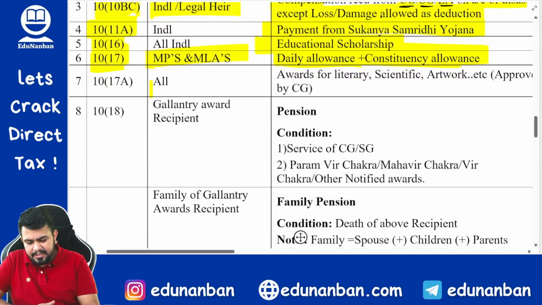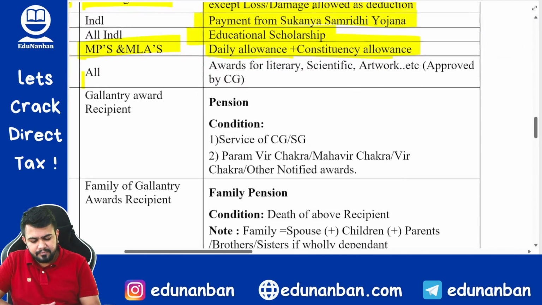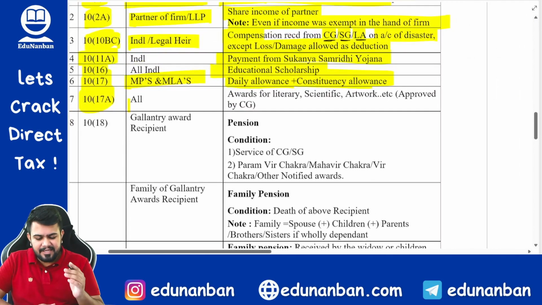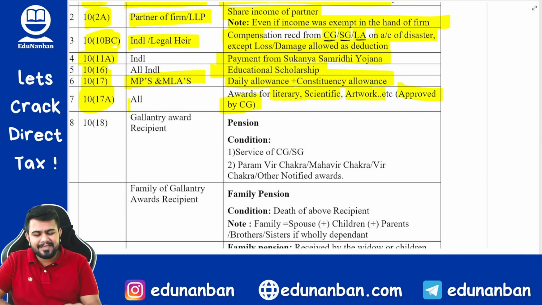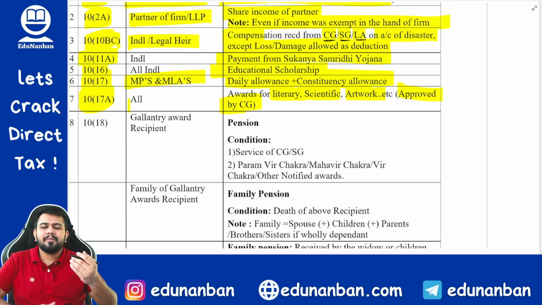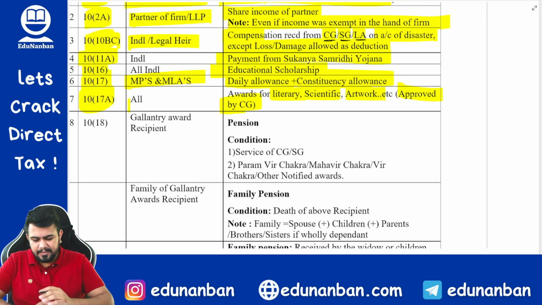Next, section 10 clause 17A. If anyone has received an award for literary work, scientific work or artwork which is approved by the central government, then such award is completely exempt from tax. So for example, let's say Amitabh Bachchan is receiving the national award for acting in a film. In such case, this national award will be completely exempt from tax.